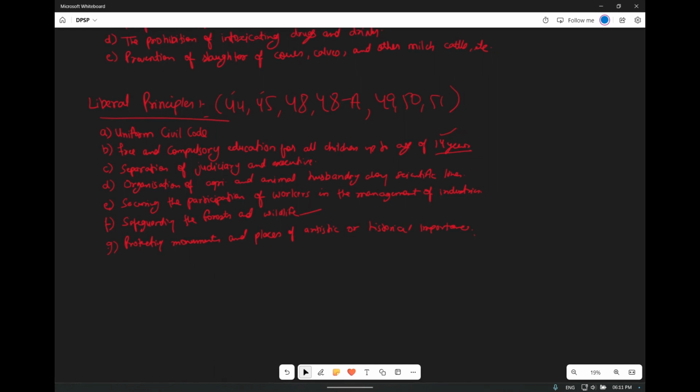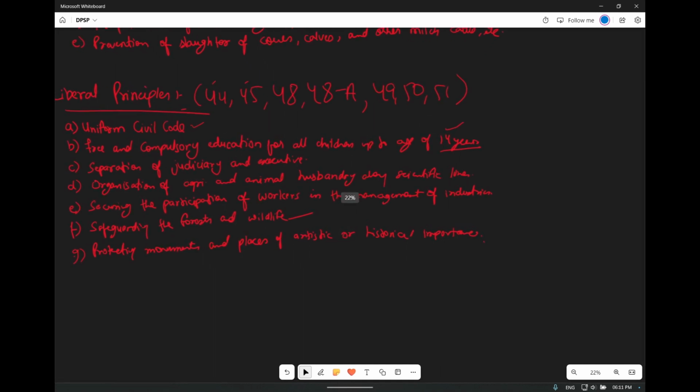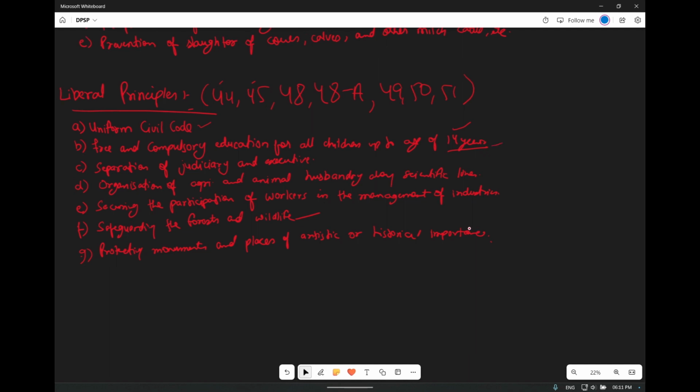So it tells that first we should have a uniform civil code. All the religions should have the same code. Free and compulsory education for all children should be there up to age 14 years. Later it's mentioned in Article 6 here, but now it's 14 years. Separation of judiciary and executive should be there. Organization of agriculture and animal husbandry should be done on scientific lines. Securing the participation of workers in the management of industries, safeguarding forests and wildlife, and protecting monuments and places of artistic and historical importance, that should be there.